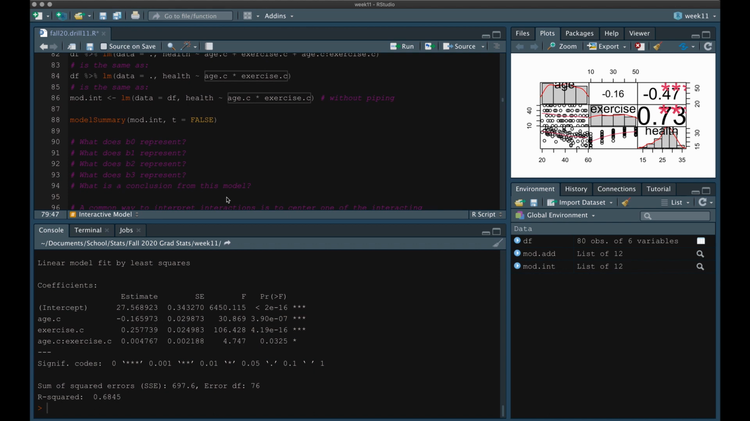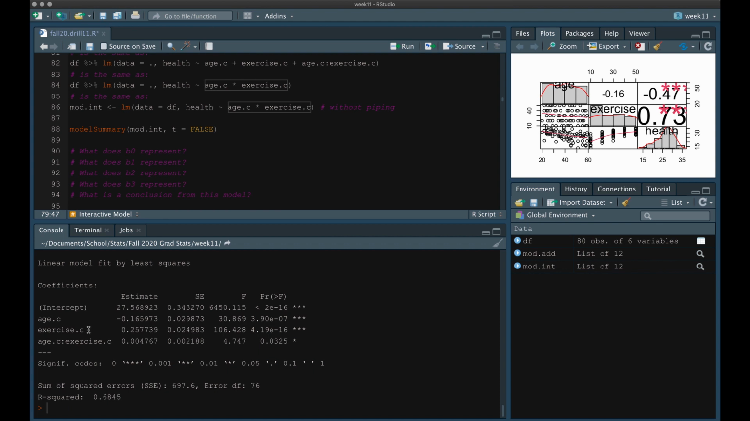Then what does B1 represent? B1 represents holding exercise constant at its mean. A 1 unit increase in age beyond the mean is predicted to decrease that predicted health score by 0.16. So in other words, instead of 27.56, we would predict 27.56 minus 0.1659 for somebody who is 41 years old instead of 40 years old, and more specifically, somebody who is 41 years old and exercises for 30 hours per month, since that is the average.